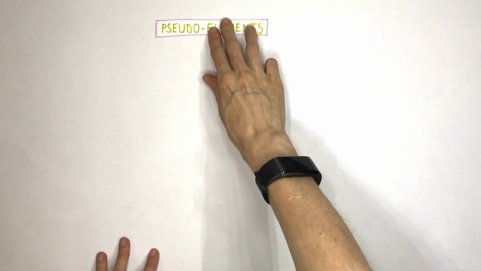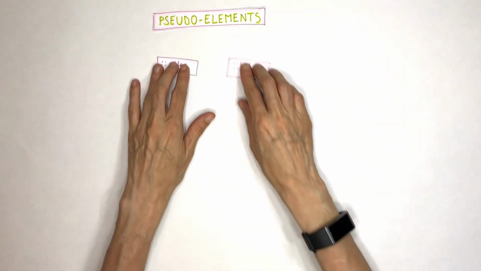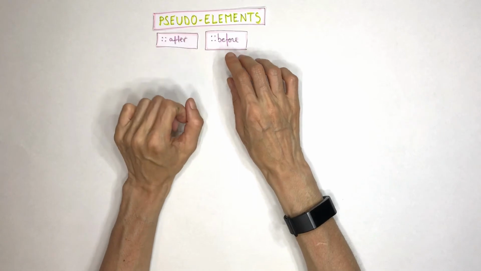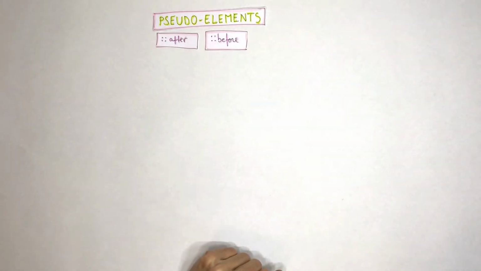Let's now see the pseudo elements. The most commonly used pseudo elements are after and before. And you can see we use 2 colons to indicate those pseudo elements. You can also use just 1 colon, but this is the old way of doing it, so it's recommended to use the 2 colons. Those elements are used to insert content before or after the element.